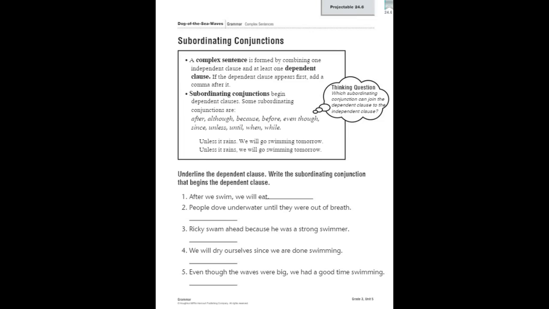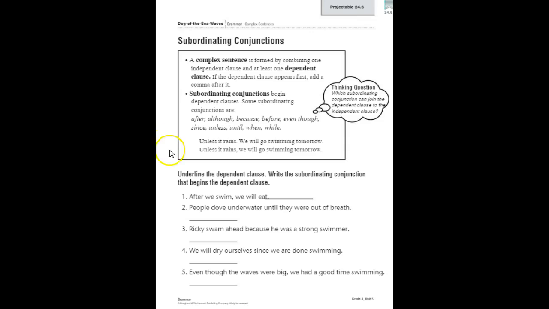Now, in talking about complex sentences, there's another piece to that called subordinating conjunctions. A subordinating conjunction joins a dependent clause to an independent clause to form a complex sentence. Okay? So if the dependent clause appears first, we add a comma before adding the independent. Now, subordinating conjunctions begin the dependent clauses. Some subordinating conjunctions are after, although, because, before, even though, since, unless, until, when, or while. So the thinking question is, which subordinating conjunction can join the dependent clause to the independent clause?